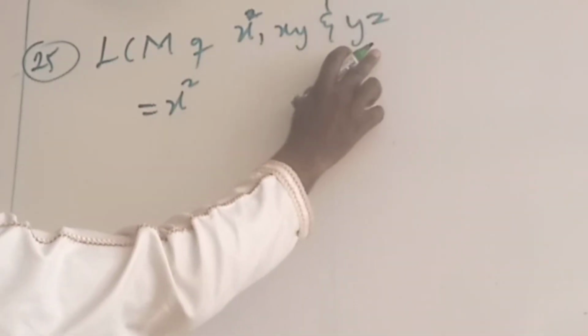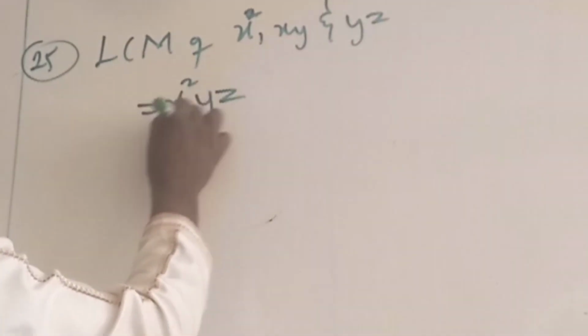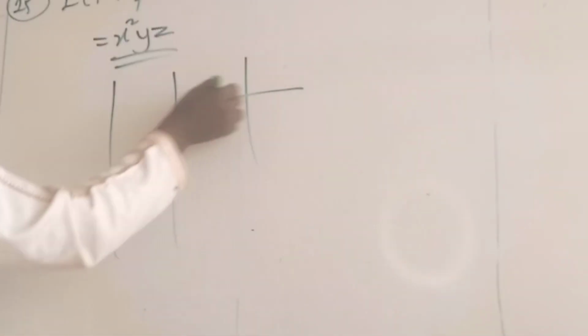We have y here, we have y here. Pick y. We don't have z here, we don't have z here, we have z here. Pick it. This is the answer. That's how you find the LCM. If you use the normal way of finding it, you still get the same thing.